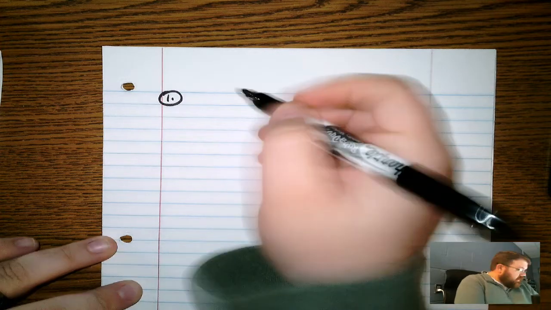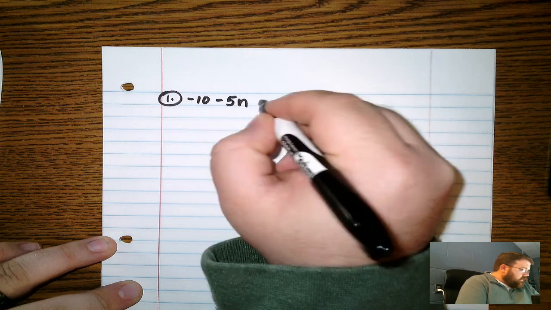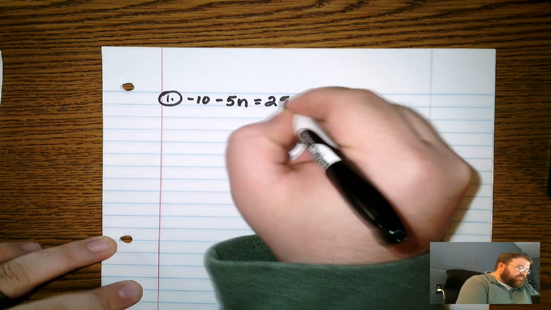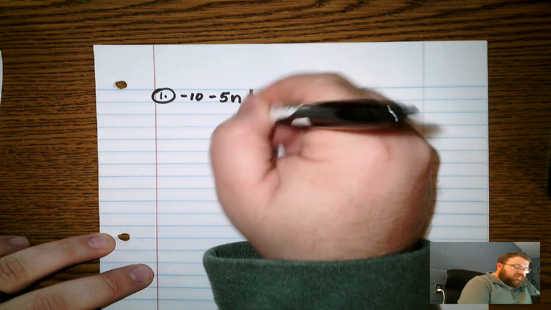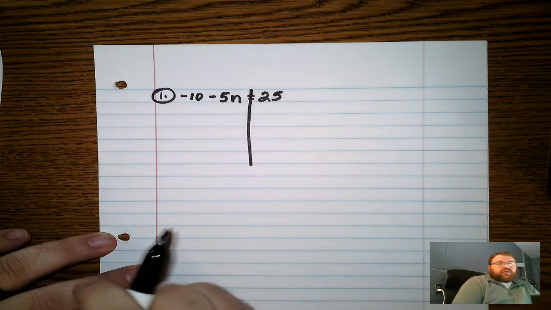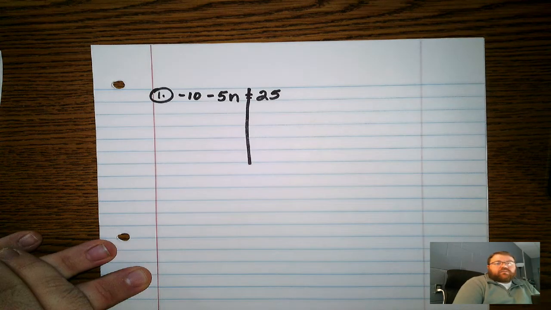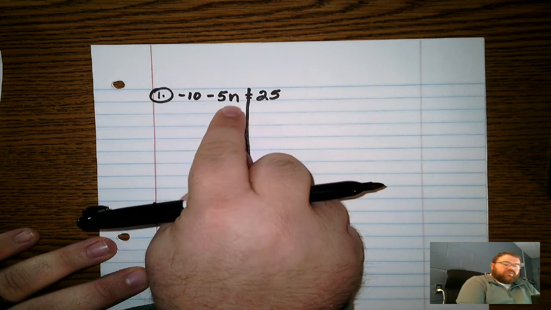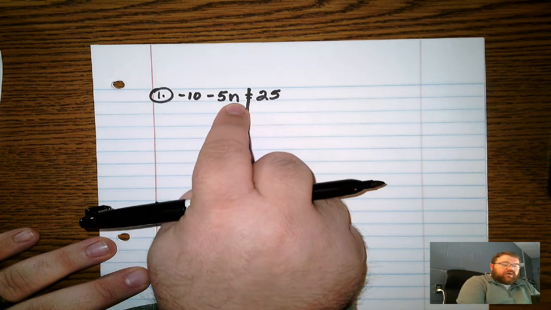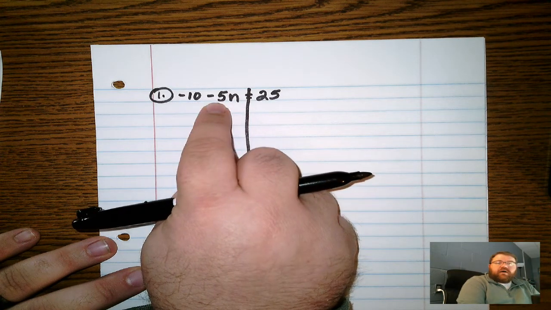We have problem number 1 in your guided notes, which is -10 minus 5n is equal to 25. Now, what I want to make sure that you continue is drawing a line through your equal sign. Remember, that does nothing more than to separate the left-hand and right-hand side of the equation. Now, what we need to do is understand our role is to get your variable n by itself on the left-hand side. So I've got to get rid of this -10 and I've got to get rid of this -5.